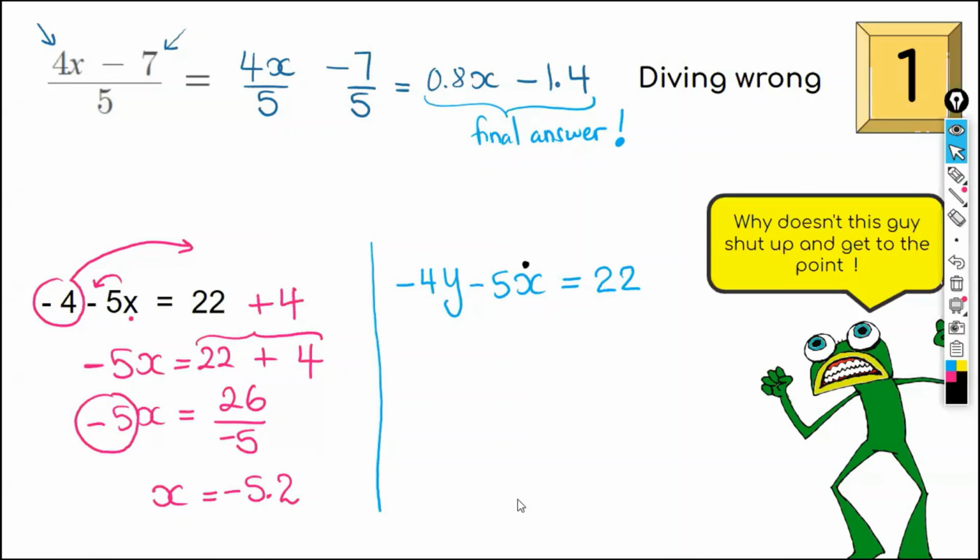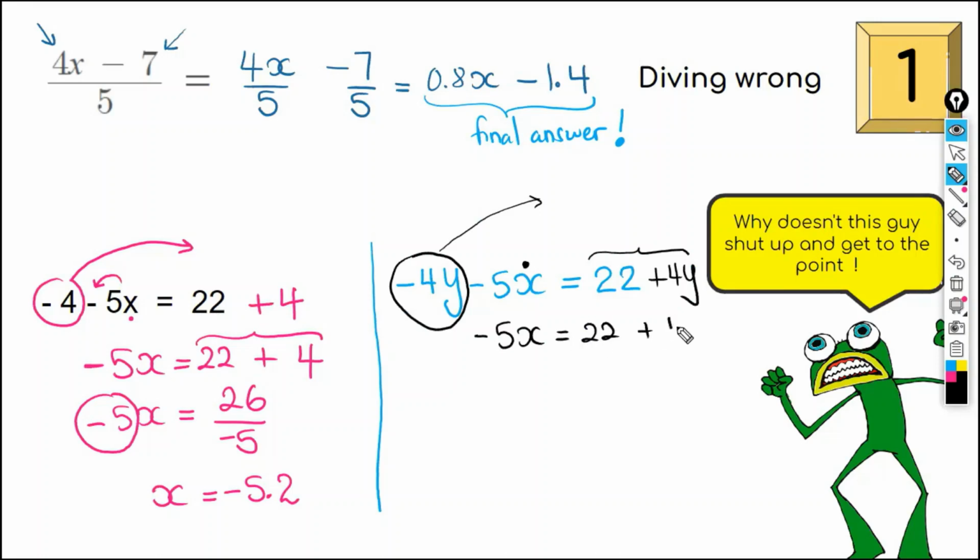Let's see. So what we need to do now is throw across the -4y. So you throw across the -4y, you're going to get +4y. Now you cannot squish these two together because one has a y and the 22 has no y, so you have to leave it separate. So this is what you have so far: minus 5x is equal to 22 plus 4y.